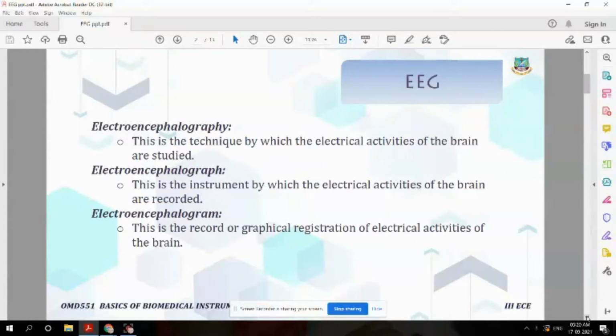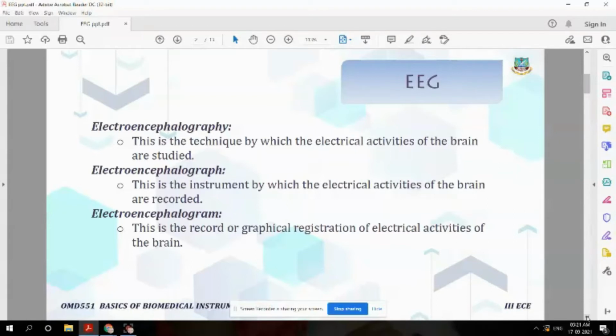Sometimes it will be called electroencephalography. This is a technique by which the electrical activity of the brain is studied. Sometimes it will be called an electroencephalograph. This is an instrument by which the electrical activity of the brain is recorded. Sometimes it will be called an electroencephalogram. This is the record or the graphical registration of electrical activity of the brain.